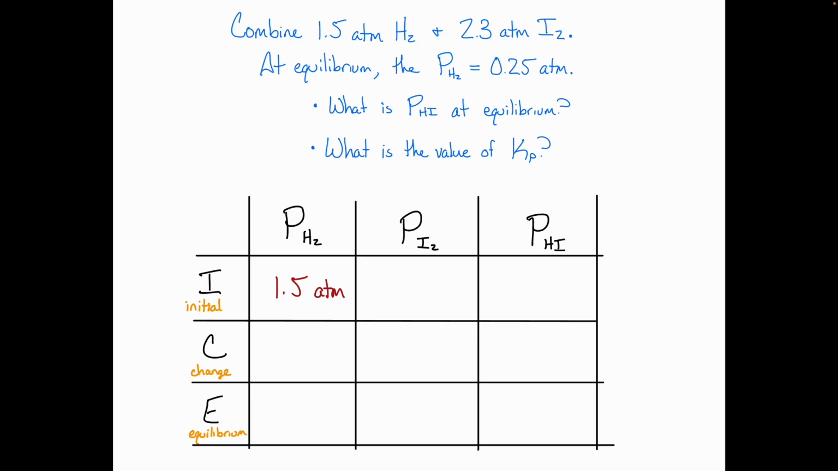What about my iodine gas? 2.3. And how much product do I have? Initially, when I throw this hydrogen and this iodine together in the flask, how much product is in there? None. I don't have any in there. You could start a reaction with some product in there if you really wanted, but typically you're combining reactants together to make your product, right? So we don't have any of that product in there yet.